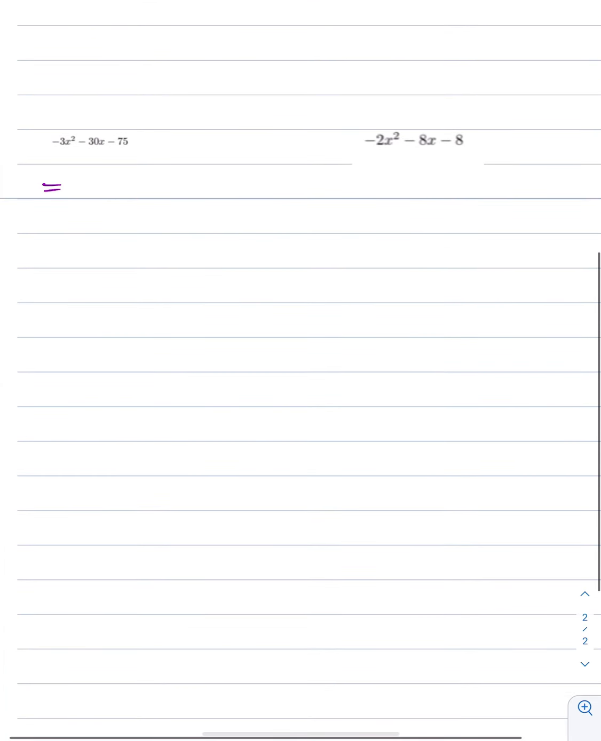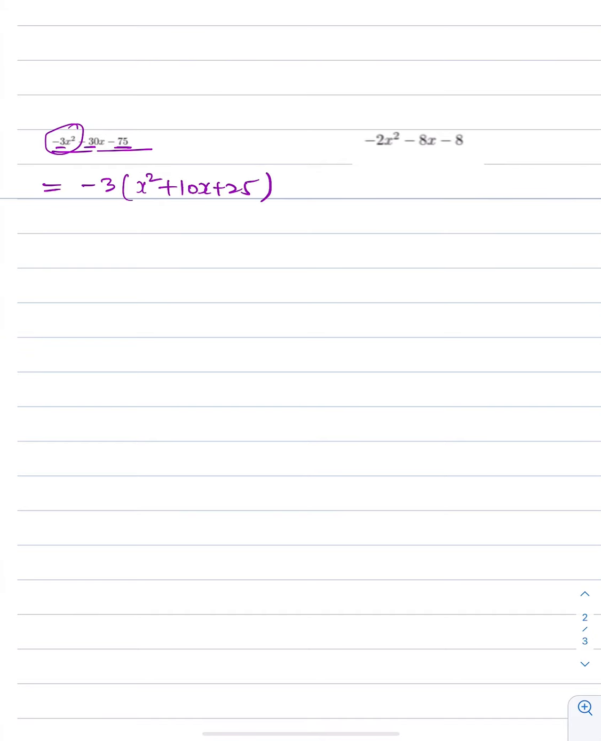Similarly here, the coefficient of x squared is negative, so we need to take the negative common, but also you have 3, 30, and 75 here. All of them are divisible by 3, so we take negative 3 common, so you get x squared plus 10x plus 25. Now this is 5 squared, which means a is 5, x is x. All the terms are positive, so this becomes negative 3 times (x plus 5) whole squared.